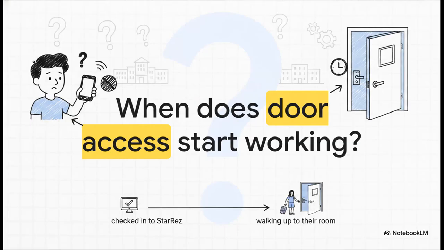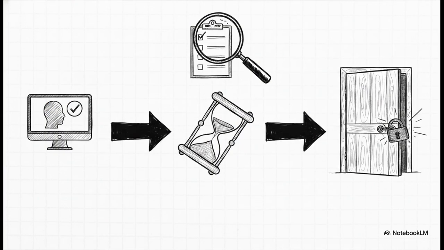So you check them into StarRez, they walk up to their room, they tap their phone, and nothing happens. Cue the panic. You're going to hear this question constantly. I'm checked in, why isn't my door opening? Here is your clear-cut, authoritative answer for them. Door access is automated, but it is not instant. There is a mandatory delay.